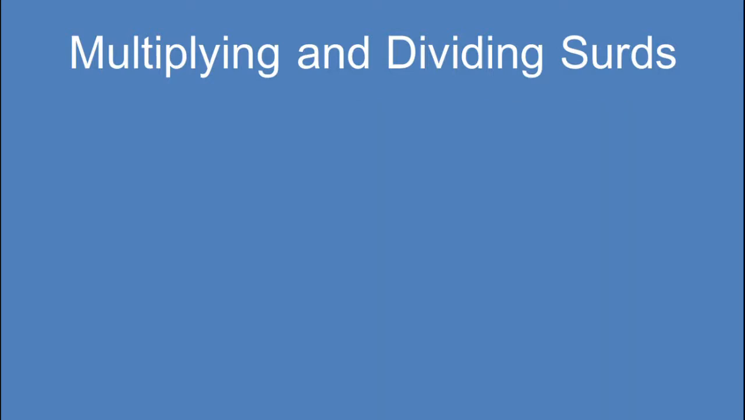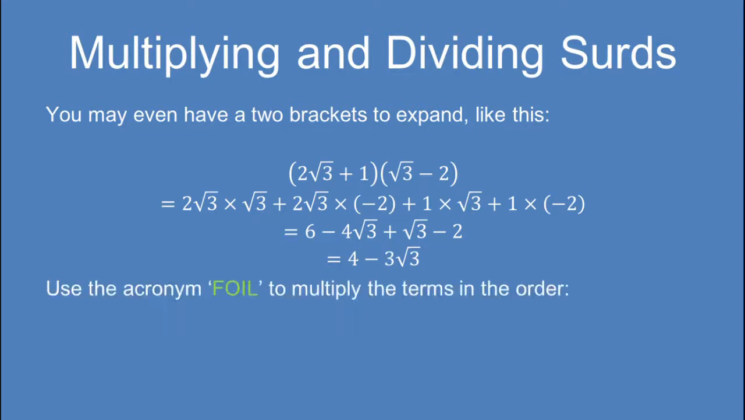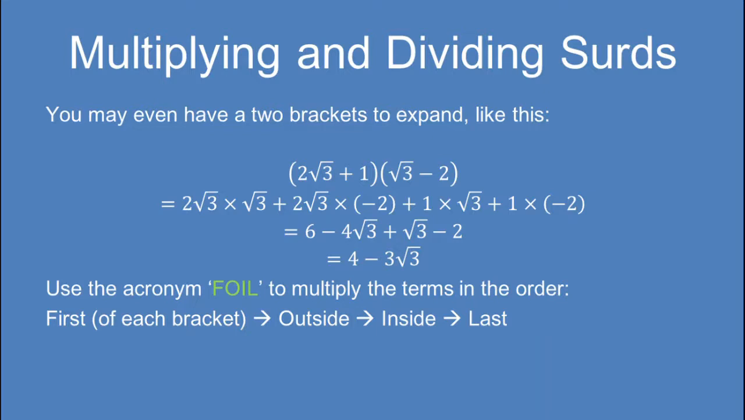You may even have double brackets to expand, like this. To expand double brackets, remember the acronym, FOIL. F stands for first, multiply the first term of each bracket. O stands for outside, I stands for inside, and L stands for last. This slide will now show a very important rule involving surds.